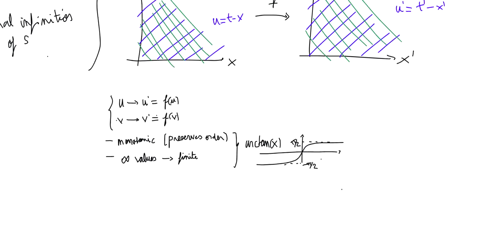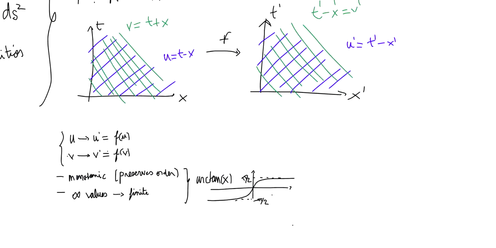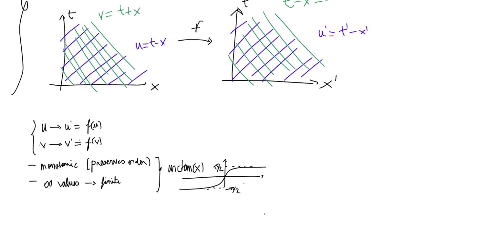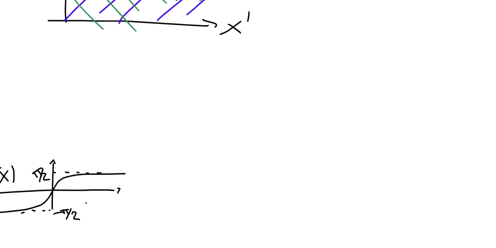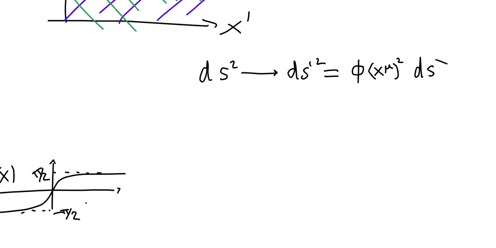And now to check that light rays are mapped onto light rays, this is the following procedure. We said ds square should be mapped onto ds prime square equal phi, a function of the coordinates squared, times the old ds square. So let's check that: light rays mapped by F onto light rays. That's what we're checking.